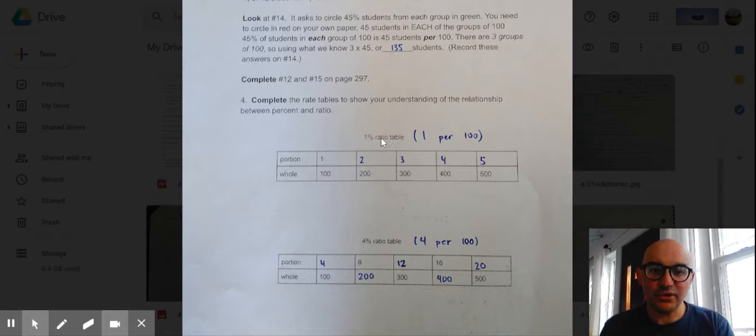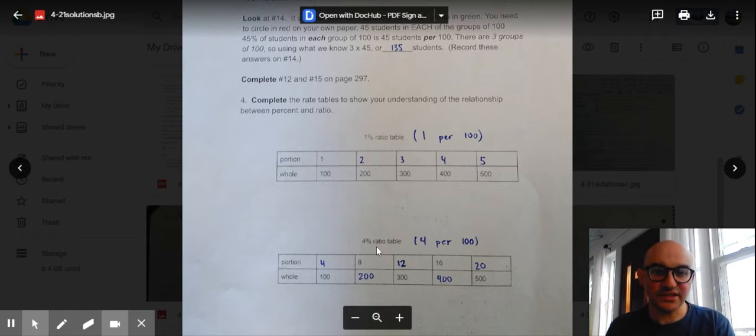Here we've got a 1% ratio table, so everything 1% I just wrote as 1 per 100 here. And so 1% of 100 is 1, 1% of 200 is 2, 1% of 300 is 3, 1% of 400 is 4, 1% of 500 is 5. So pretty straightforward there. We've done these in class a whole bunch. We're just filling in the missing values on the table.